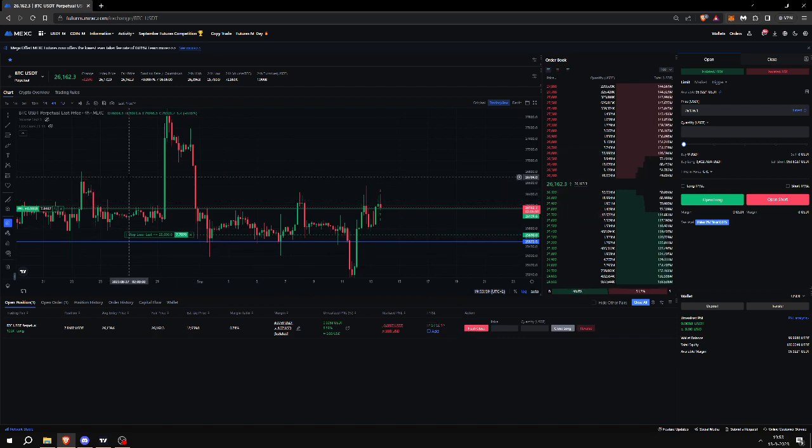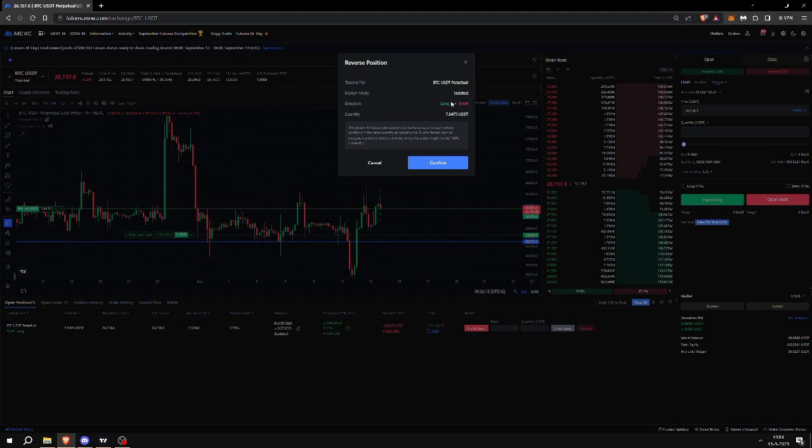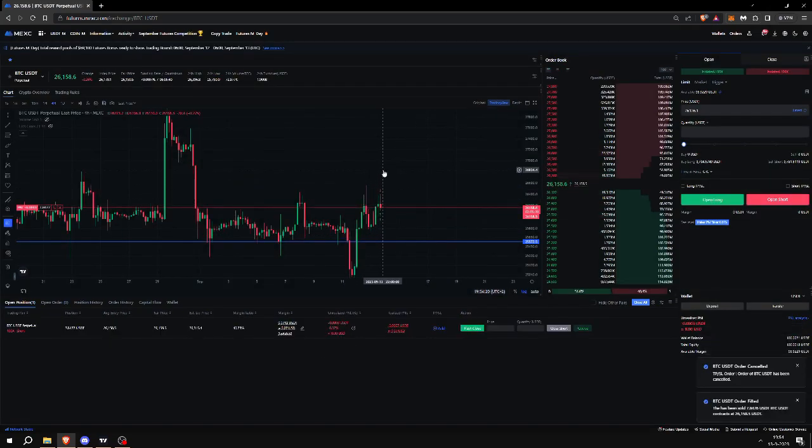If we ever want to do that, but then immediately trade the opposite direction, so we've been long and we want to immediately exit and immediately go short, we can click on the little reverse button here, and it'll go from long to short with the exact same dollar amount. So we'll market close and then market open short. What that looks like, now we're short, right?